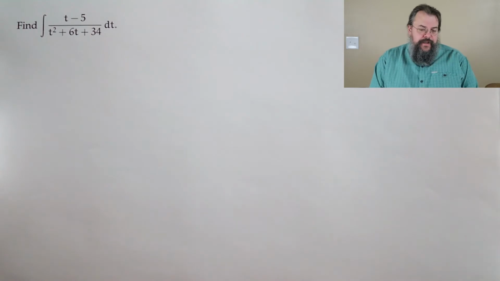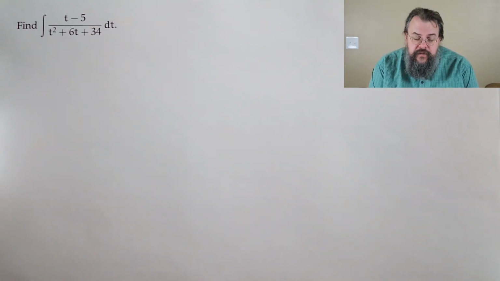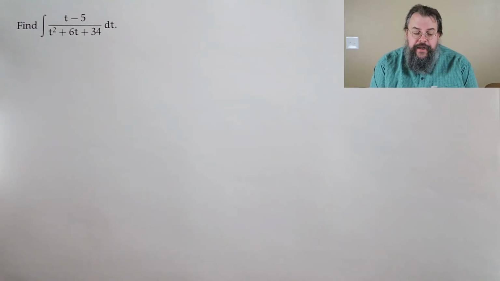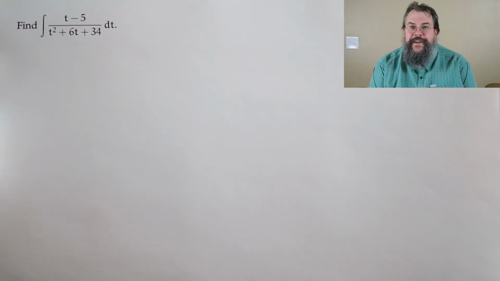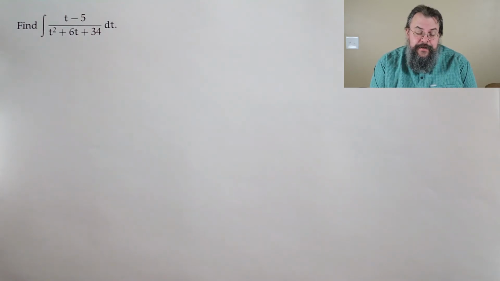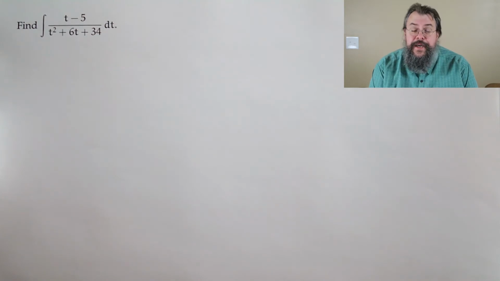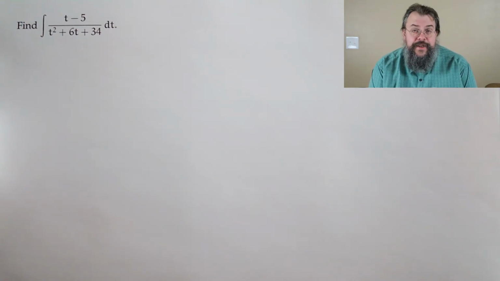All right, let's try another problem. Find the integral of t minus 5 over t squared plus 6t plus 34. And our reaction is, why is this here? This does not feel like it has anything to do with trig substitution. And okay, that's a fair assessment. But I want to argue that there is a notion of trig substitution going on here. And I want to talk about what we can actually do to solve this problem.